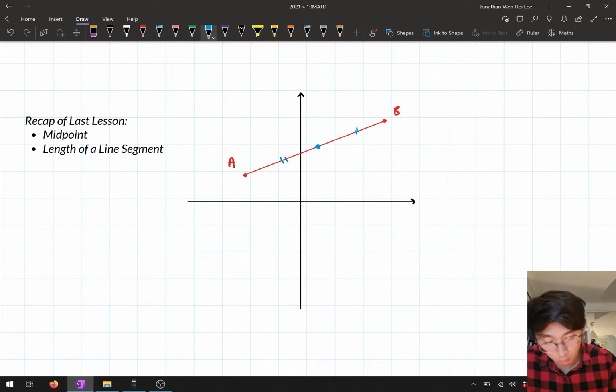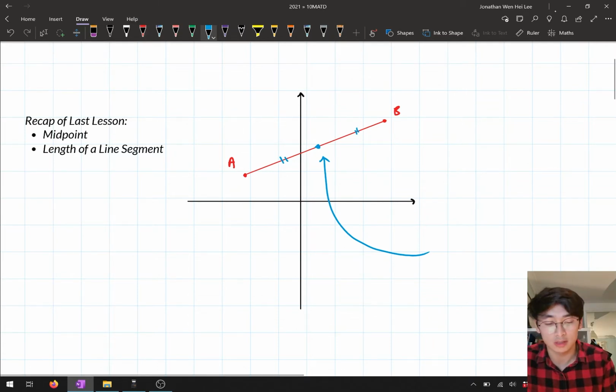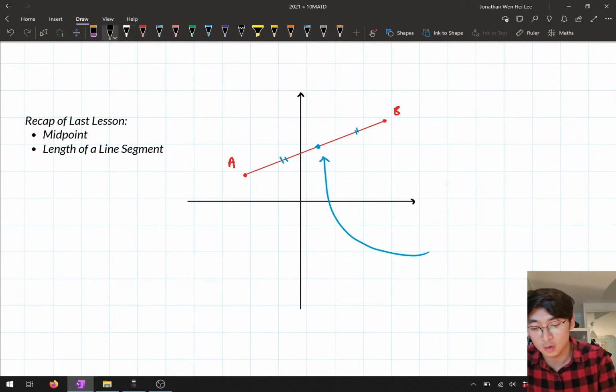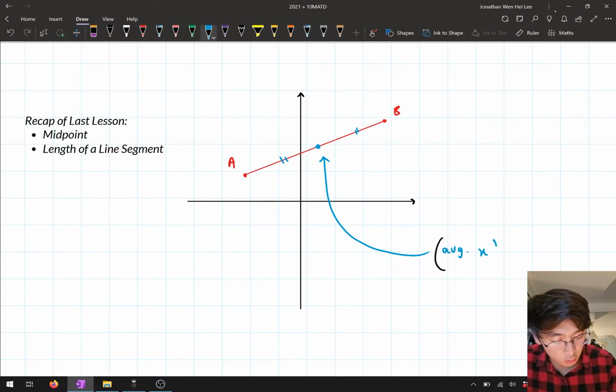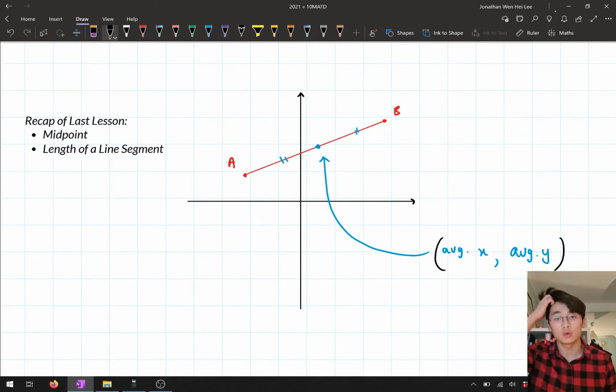And the way that we did this was we took the two x coordinates and y coordinates. So here A would have x and y coordinates, and we took the x coordinates and averaged them, and then we also averaged the y coordinates. So when we were trying to find the coordinates of that midpoint, we added them together and then we divided them by 2.